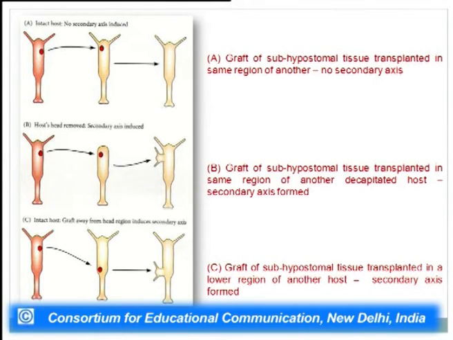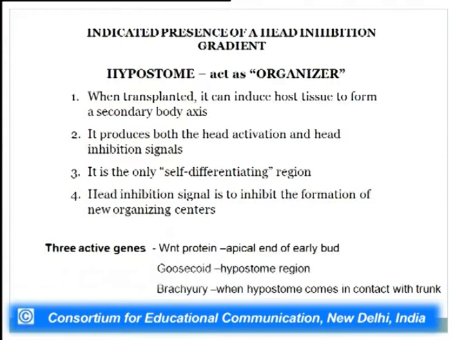If the graft of the subhypostomal tissue was transplanted into the lower region of another host, the secondary axis was formed. This clearly indicated the presence of a head inhibition gradient. So, the hypostome acts as an organizer, and it inhibits the formation of a head in any other part of the body. When transplanted, it can induce host tissue to form a secondary body axis. It produces both head activation and head inhibition signals. It is the only self-differentiating region.